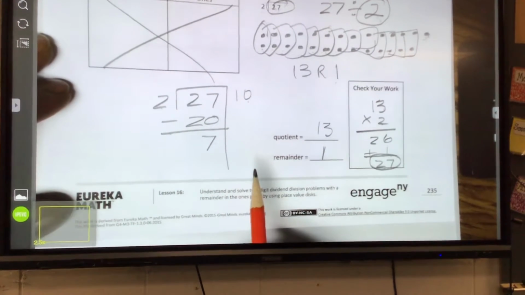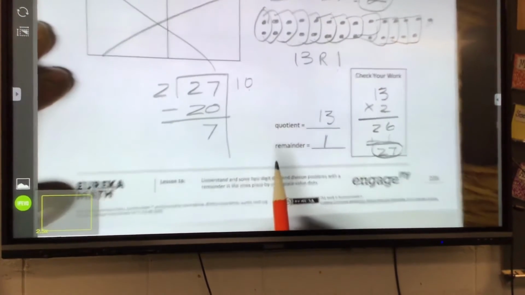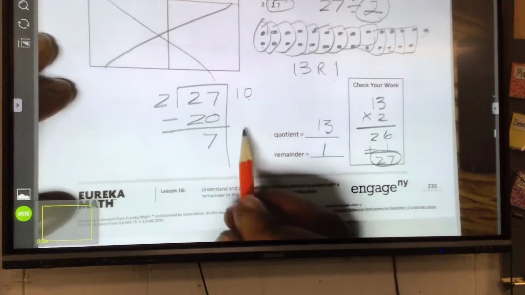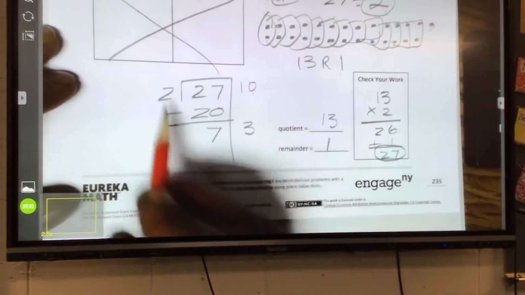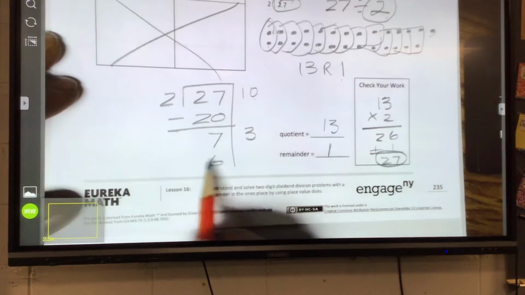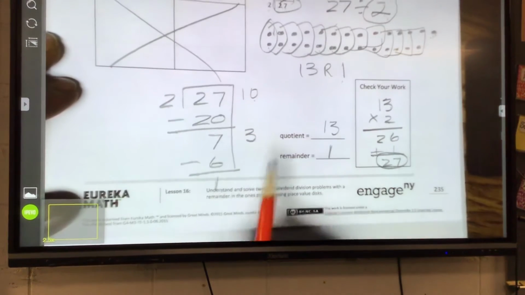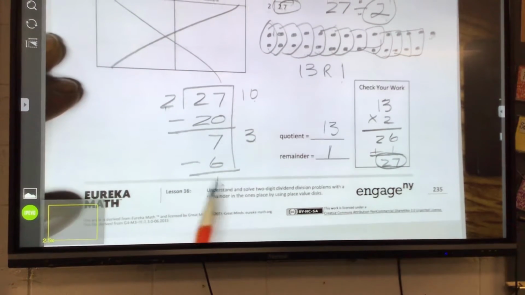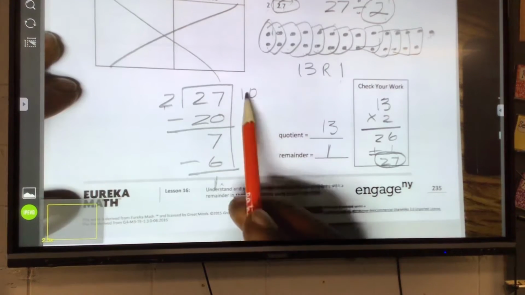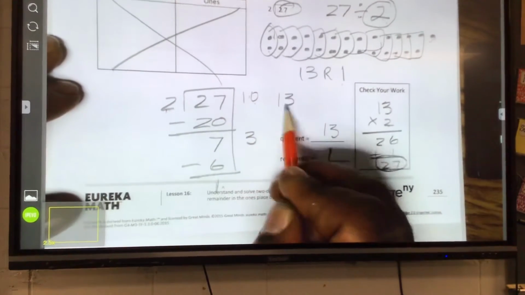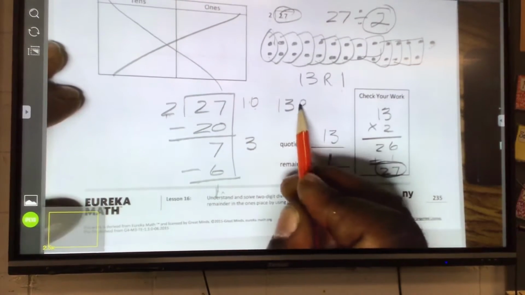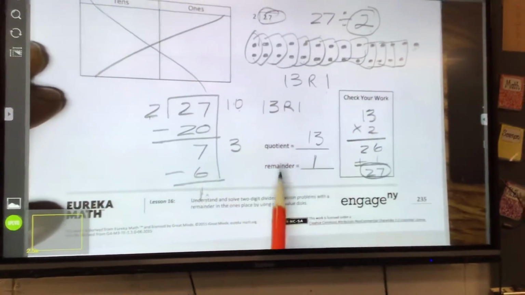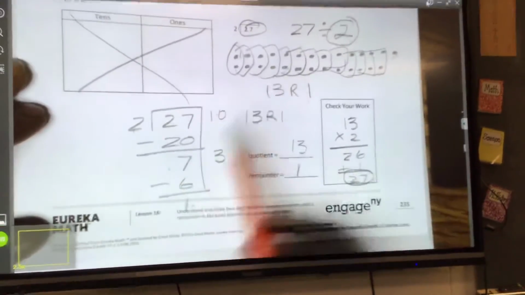6. Alright? 2 times 3 is 6. Put 3 here. And if 2 times 3 is 6, I subtract and get 1. So 2 is bigger than 1, so I stop. So I add 10 and 3 and get 13, with 1 left over.